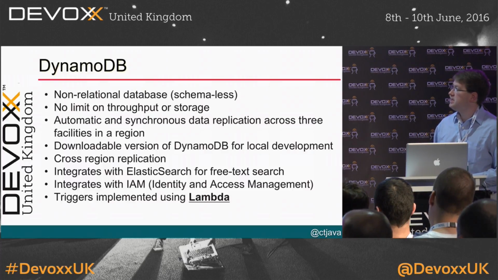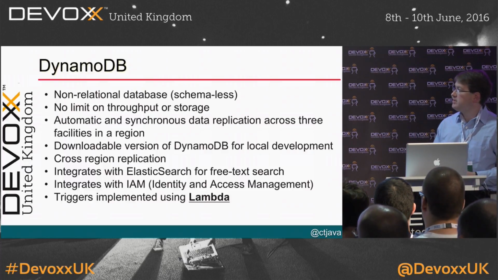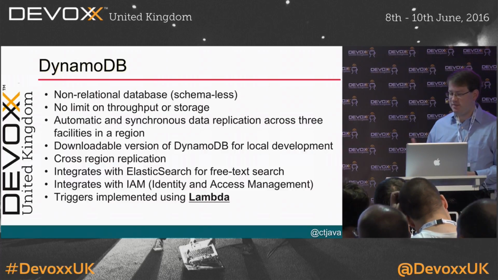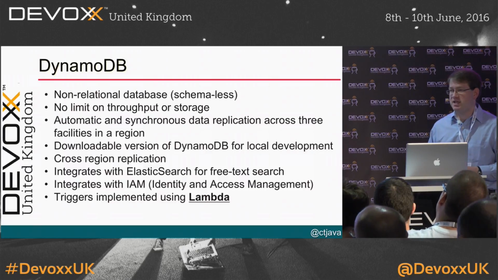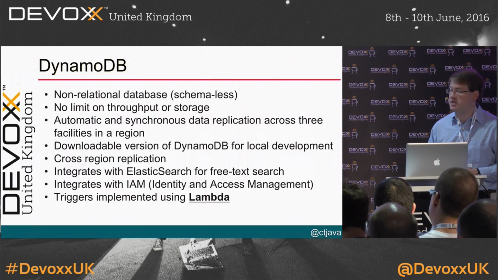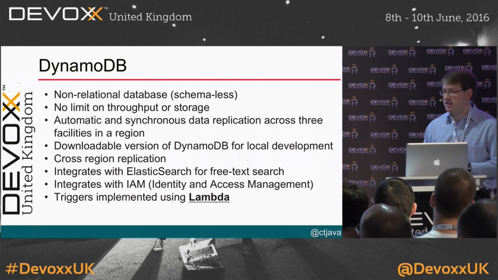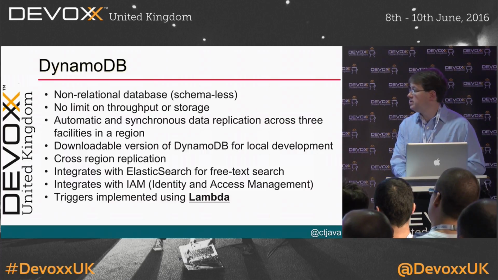DynamoDB is a non-relational database that also ties into Lambda. So Lambda provides basically the trigger support for that. So if a new record gets inserted into DynamoDB, it invokes your Lambda expression. And all of this ties in with the identity and access management, which is kind of cool with it.